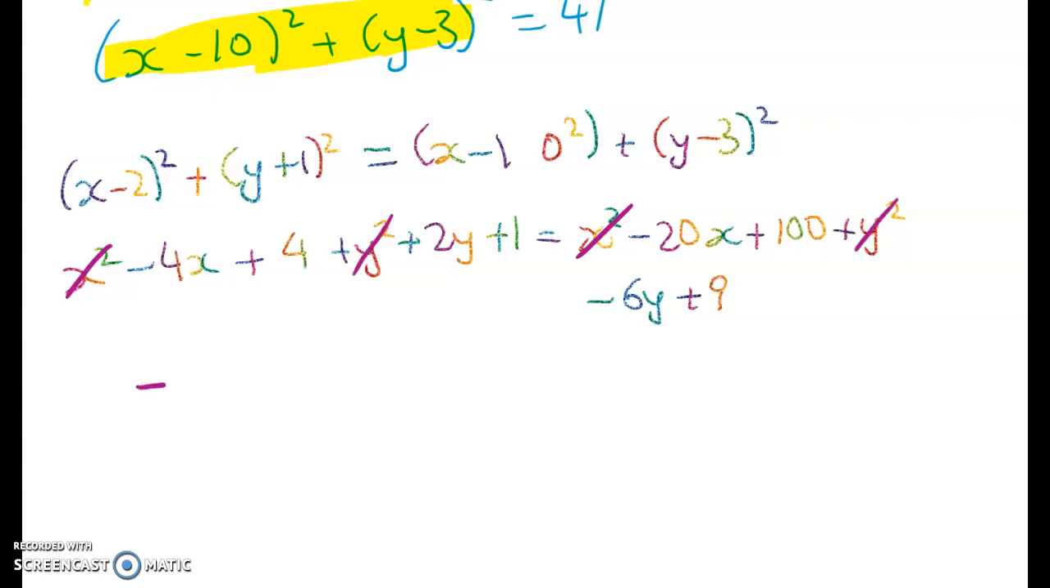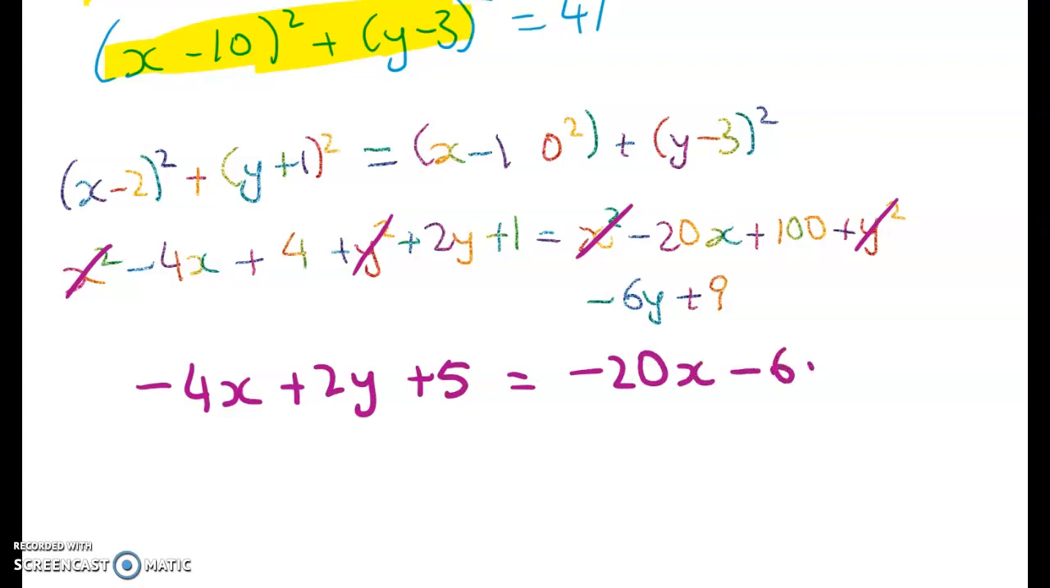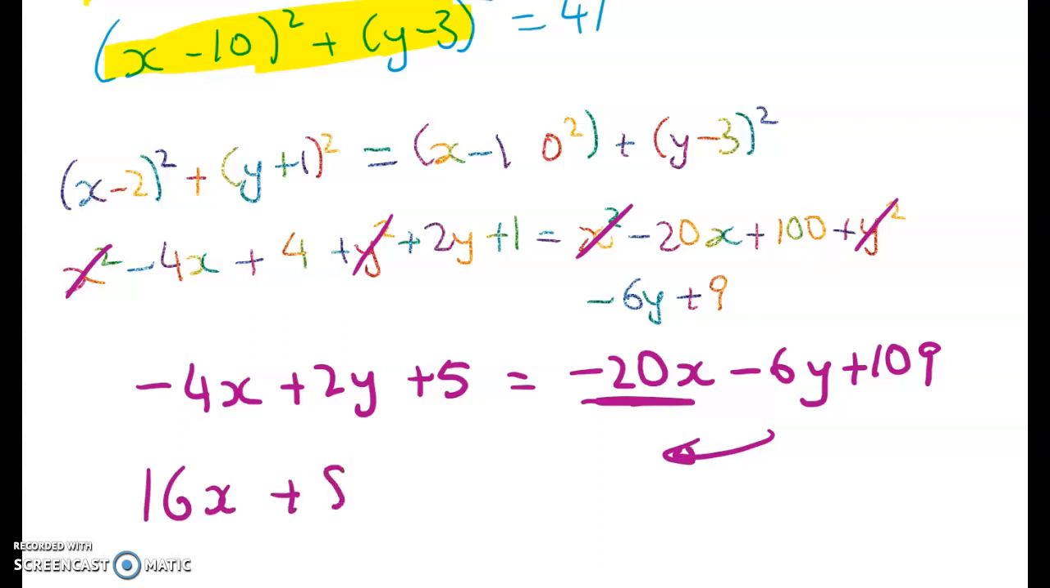So now what do I have? Well, I've got negative 4x plus 2y plus 5 is equal to negative 20x minus 6y plus 109. Let's gather everything over to one side. So I'm going to add all of this stuff over to here. I get 16x plus 8y minus 104 equals 0.